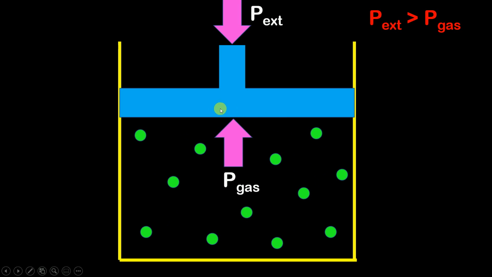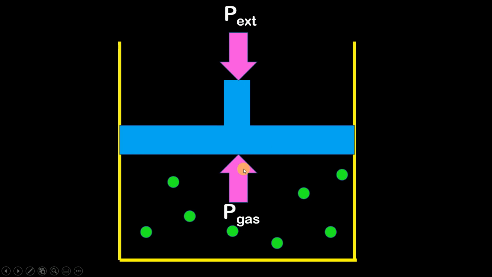So as you move the piston down, it will reach a certain stage where the external pressure becomes equal to the pressure of the gas, and at this stage both the pressures become equal and opposite, and there will be no further movement of the piston.